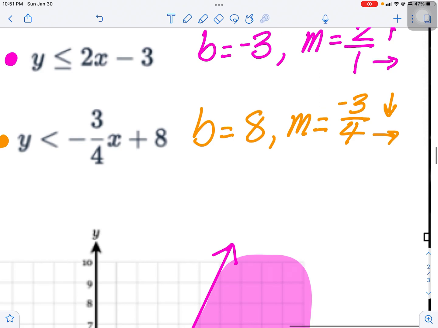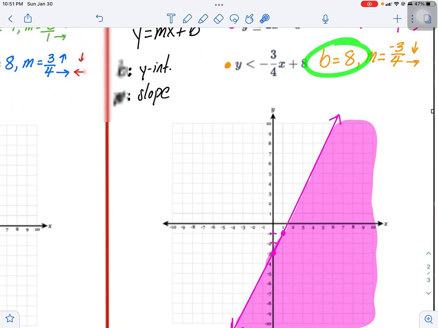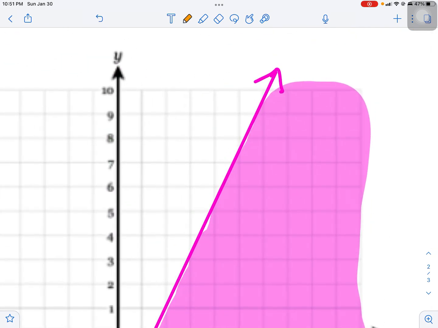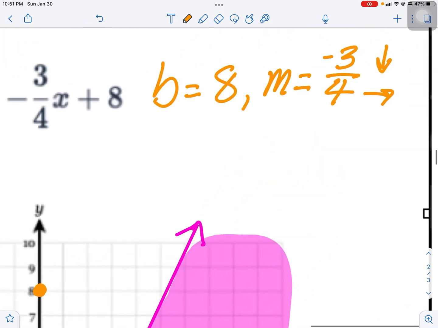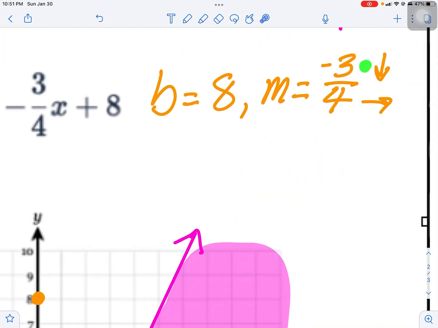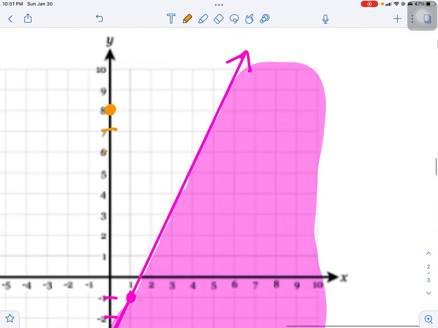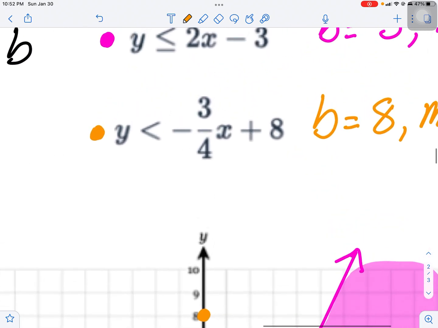So we're going to start with my y-intercept, which is b equals 8. So on my y-axis, I'm going to find positive 8, which is right there. And it says down 3, over 4. So I'm going to go down 3, 1, 2, 3, over 4, 1, 2, 3, 4, which is there. Look at that. So we need to graph now.